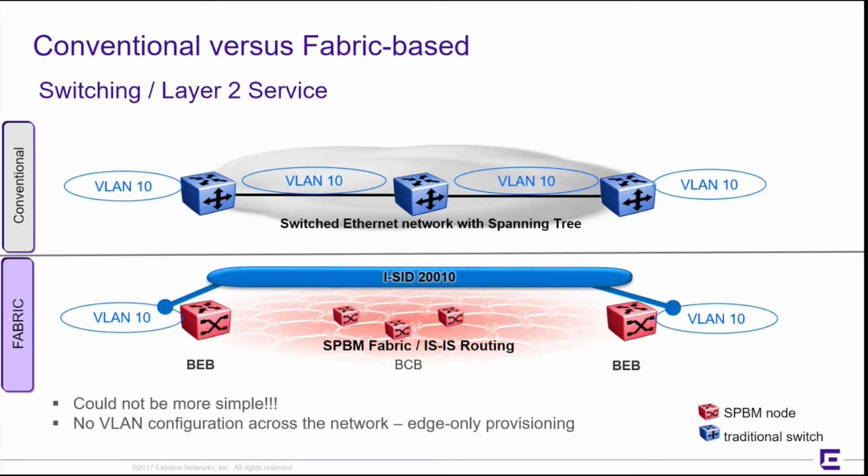As we mentioned last week, it doesn't matter how many switches we have in the middle of that Fabric core. It could be 1, it could be 1,000. We just configure the VLANs at the very edges and assign the I-SID, and the rest of those switches in the middle just transport that VLAN across using that I-SID. So once again, that edge provisioning is very simple to do. Basically just one line or so to configure that, and away you go. That's basically the conventional versus Fabric-based VLAN assignment.